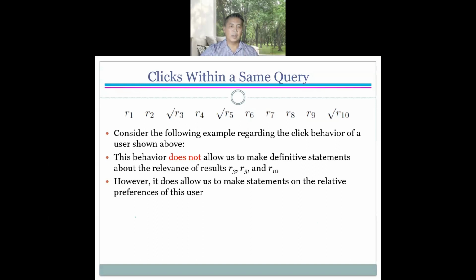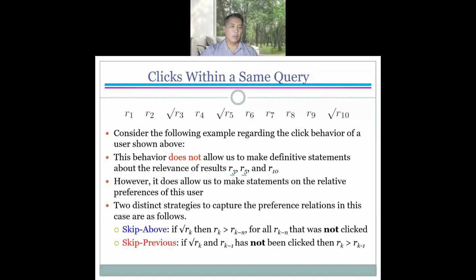Okay, but when we look at here, we cannot make an assumption that R3 is more important compared to R5 and so on. But what we can say is that we can use what we call skip above. Meaning that if this is checked, then all the RK which is bigger than this, for all those that were not clicked.